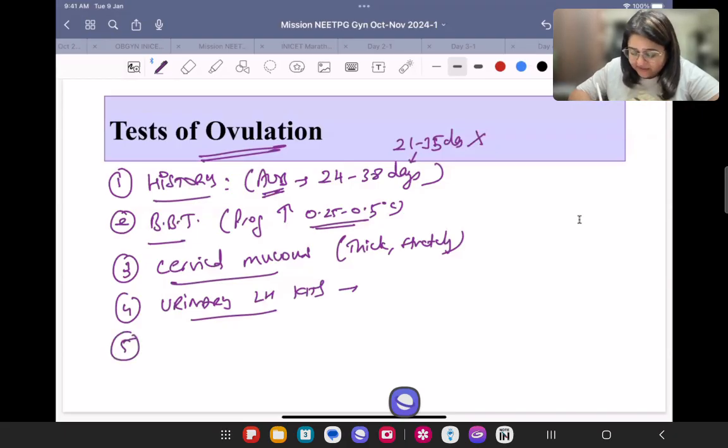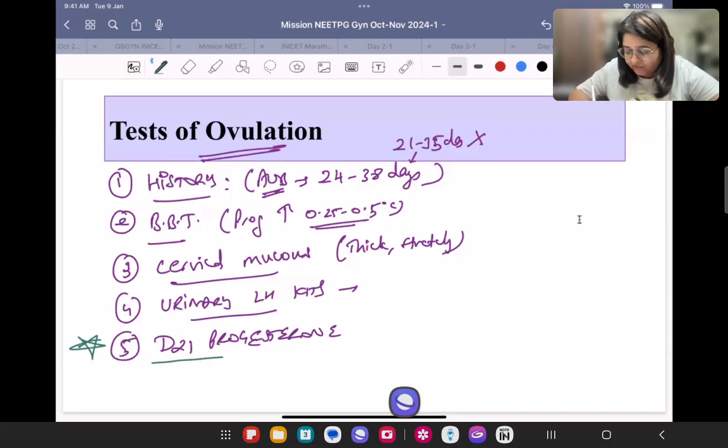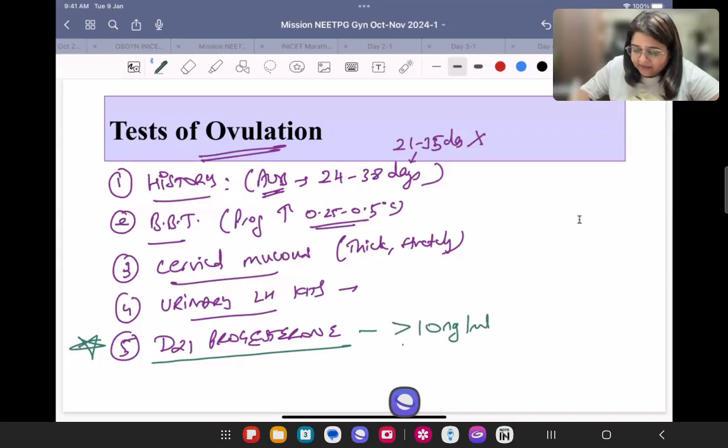Okay, what else? If a question comes on the most definitive test, the answer is a day 21 progesterone, or the best test is the day 21 progesterone. It is the best test for confirmation of ovulation. A value of more than 10 nanograms per ml is suggestive of ovulation. Okay. What else?